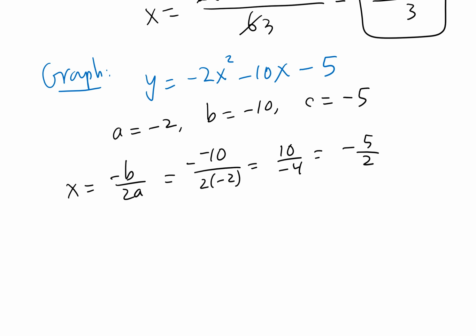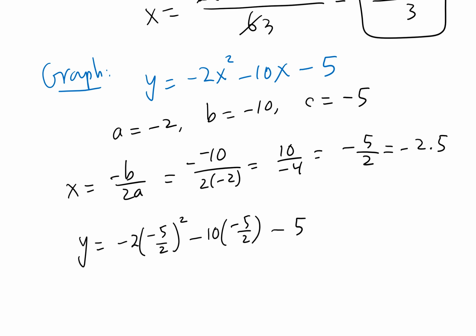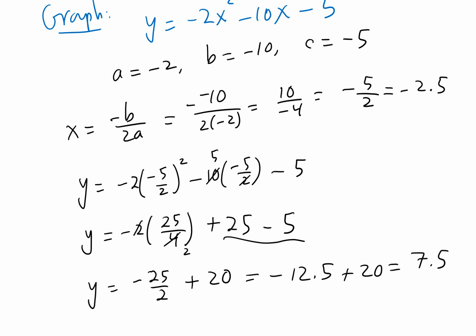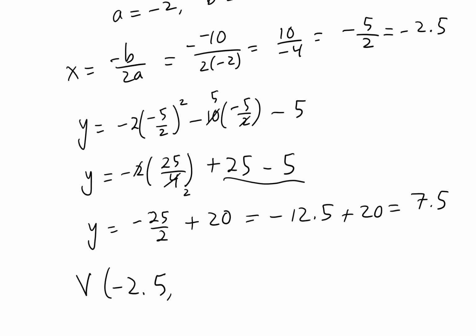That's not a pleasant number here. It's negative 2.5. Then we can substitute it back in: x is negative 5 halves, squared, times negative 2, minus 10 times negative 5 halves, minus 5. This is 25 over 4 times negative 2, plus 25, minus 5. You can reduce here to negative 25 over 2, and this is 20. So that's negative 12 and a half plus 20, which is 7.5. So the vertex has coordinates negative 2.5 and 7.5.